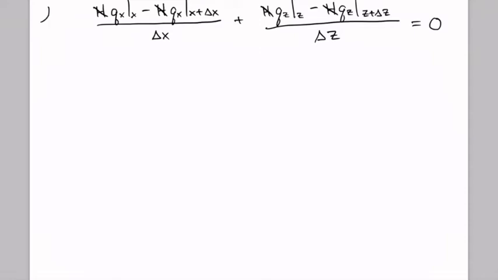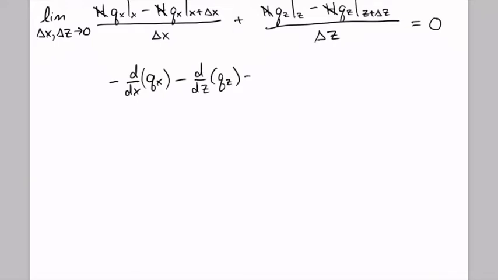Okay, so now we'll just take the limit as both delta x and delta z go to 0. And the first term has no delta z dependence, so we can see pretty straightforward that we're just looking at negative d dx of qx. And the second term, similarly, negative d dz of qz equal to 0.